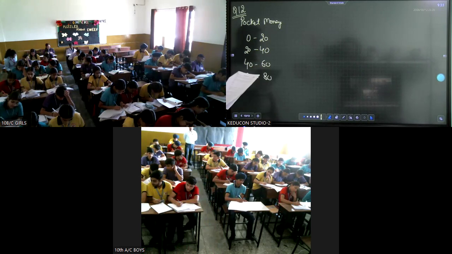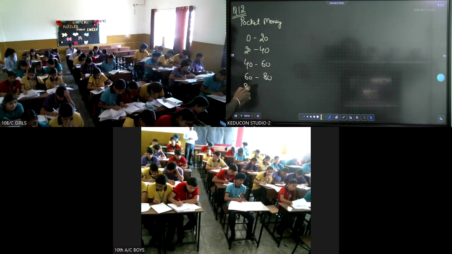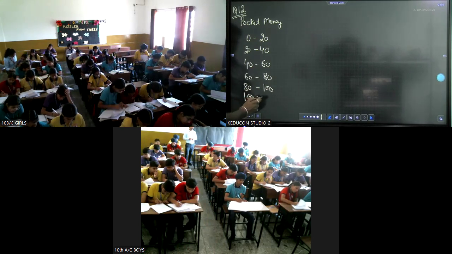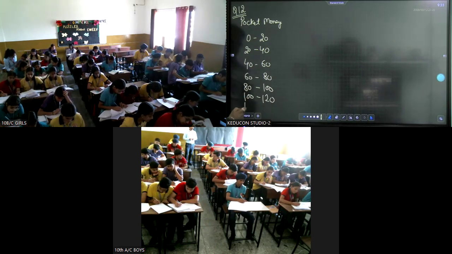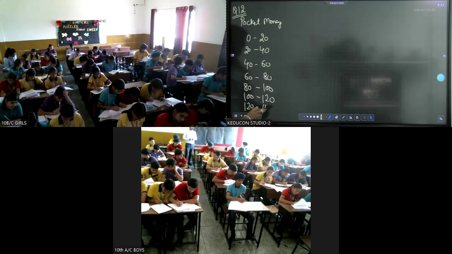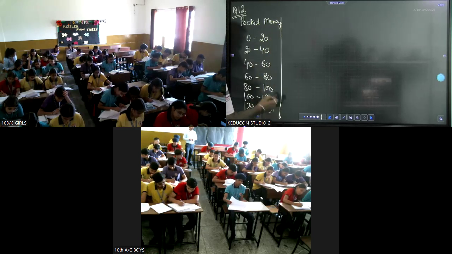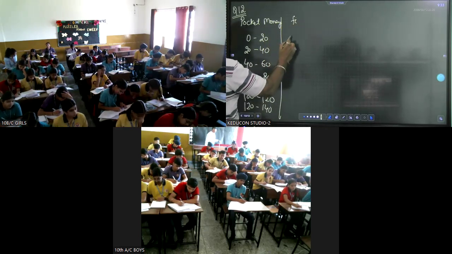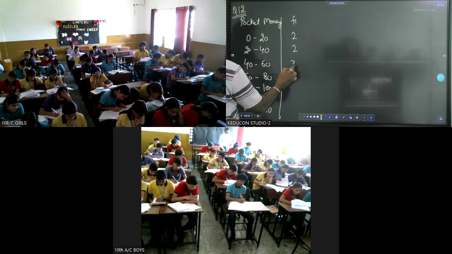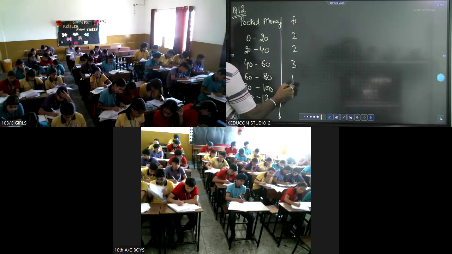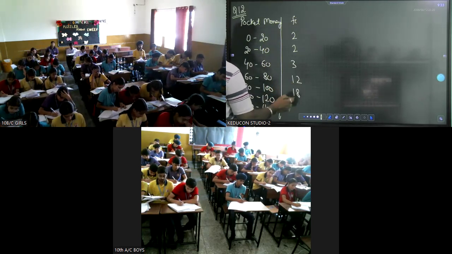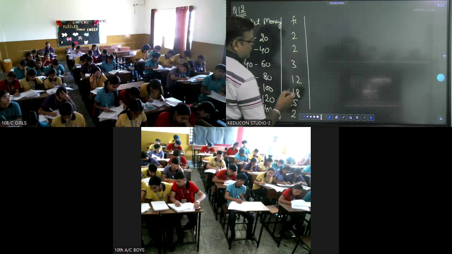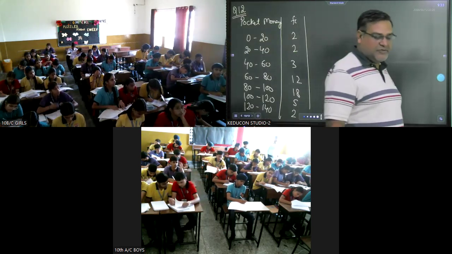This 8 to 100, please make it 80 to 100. And the frequency, that is the number of students, will be 2, 2, 3, 12, 18. Please do calculate the mean for this data.